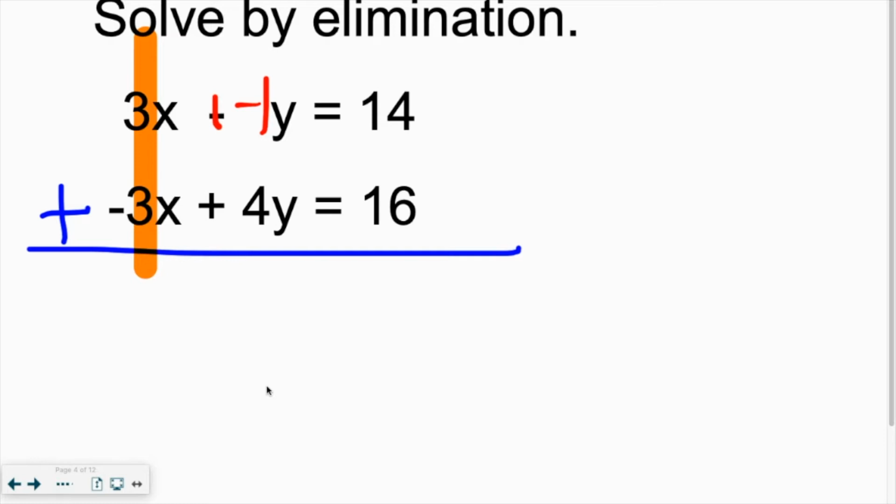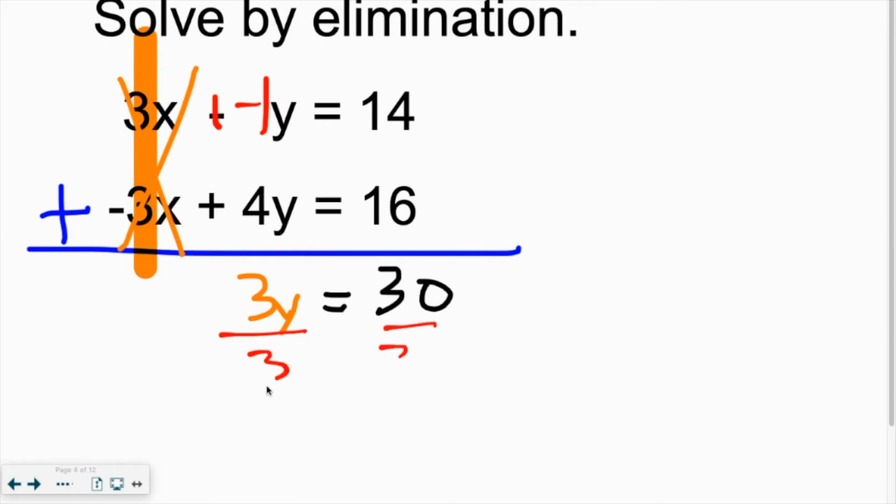Don't put down 0. Cross them off and then continue all the way through, adding everything else. A -1y plus 4y gives us a positive 3y equals, and then again, we're going to add everything on that side. Gives us 30. Solve that equation. Divide by 3. And you get the final answer of y equals 10.